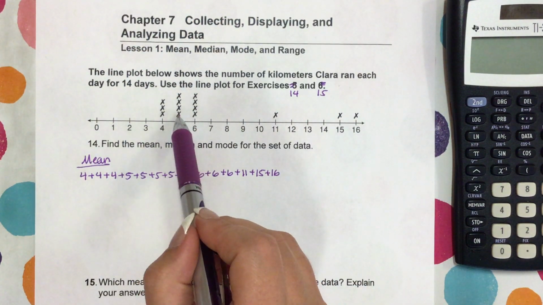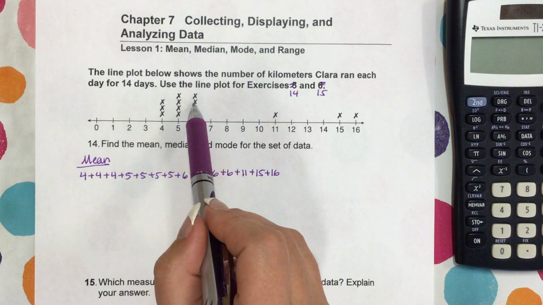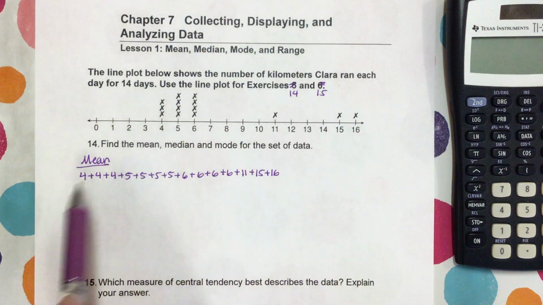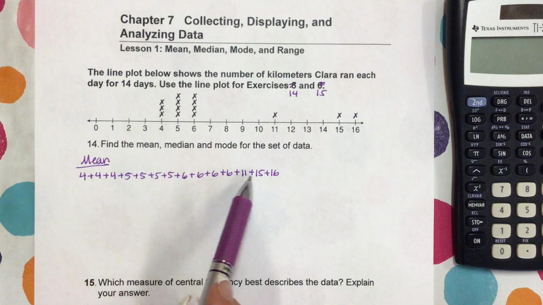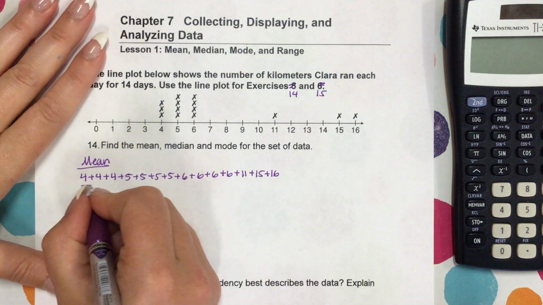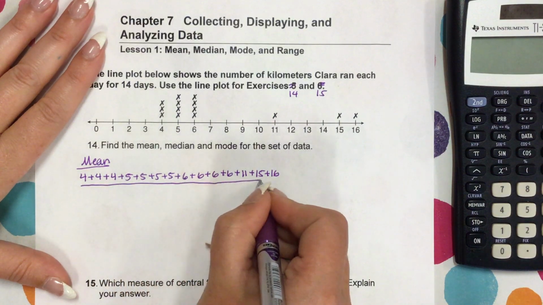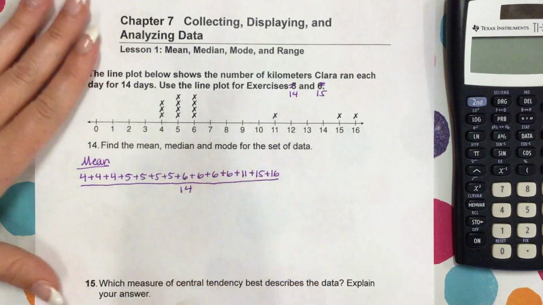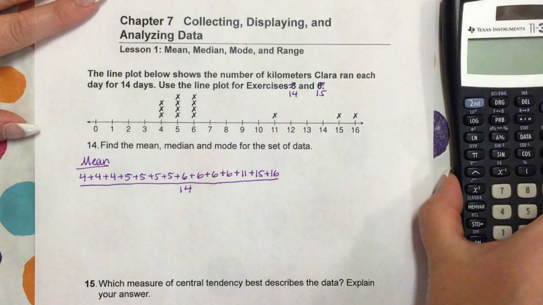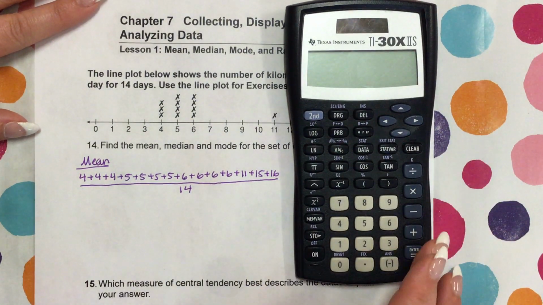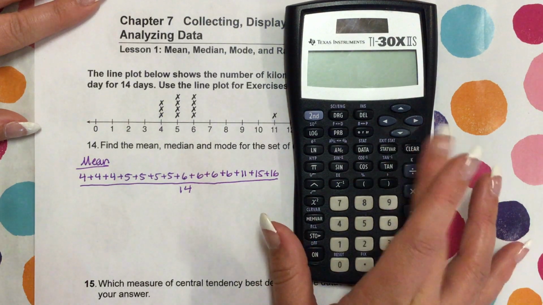1, 2, 3, 4, 5, 6, 7, 8, 9, 10, 11, 12, 13, 14. Okay, they're all there, which means we're going to divide by 14. Okay, so we're going to add up all these numbers by putting them into our calculator.